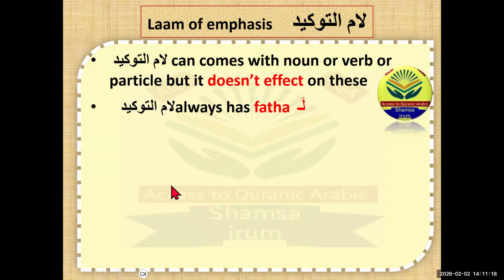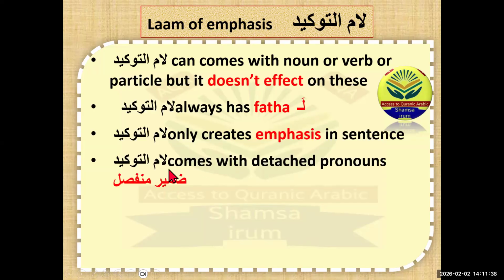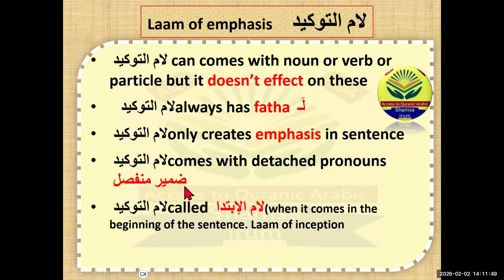The third one is that the Laam of tauqeed only creates emphasis in the sentence. The work it performs is to create the emphasis in the sentence, same like inna. Inna creates the emphasis in the sentence, and the Laam of tauqeed also creates the emphasis in the sentence. And the fourth point is the Laam of tauqeed comes with detached pronouns, meaning zamir munfasil, or you can say the independent pronouns. I will describe all these points one by one; at the moment it's just in written form.